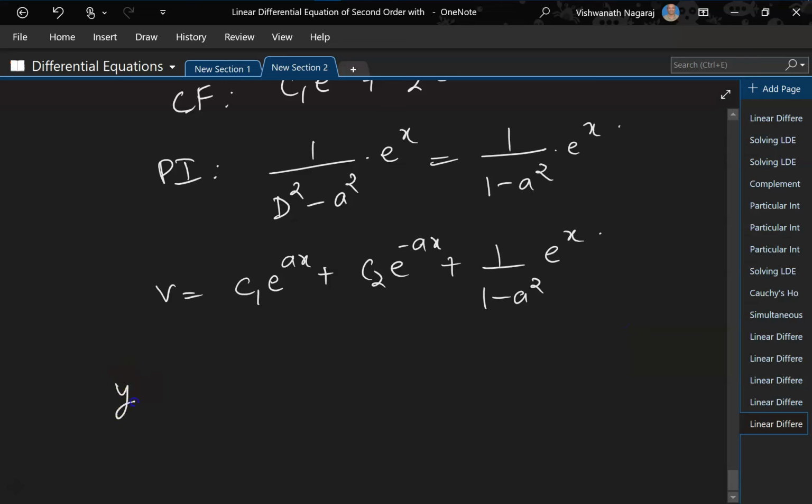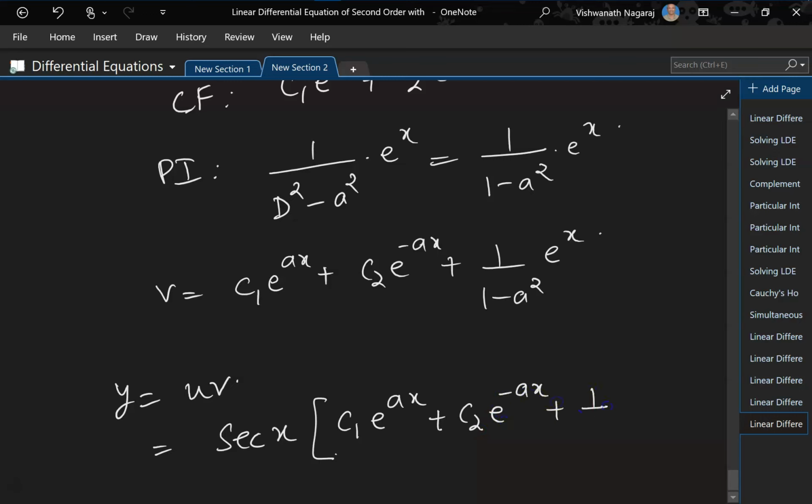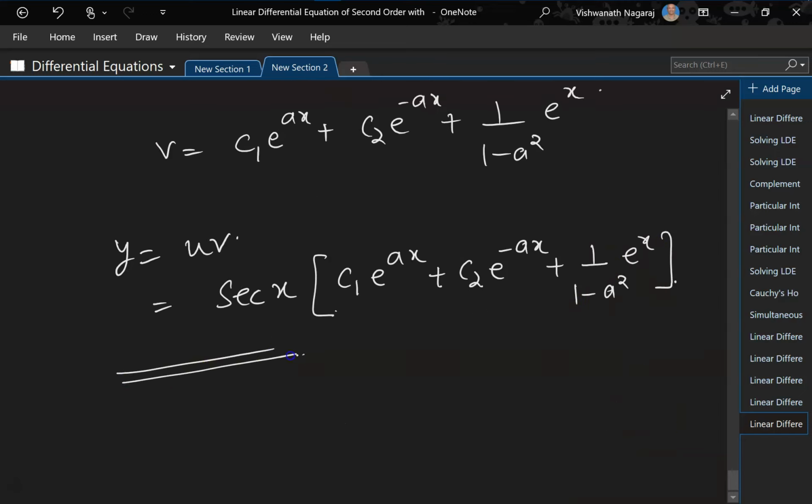General solution would be y is equal to uv. So u is sec x, v is this C1 e to the power of ax plus C2 e to the power of minus ax plus 1 by 1 minus a square e to the power of x. So this is the solution.